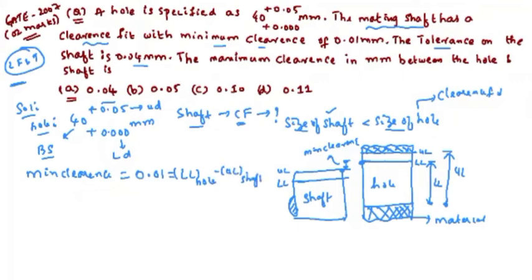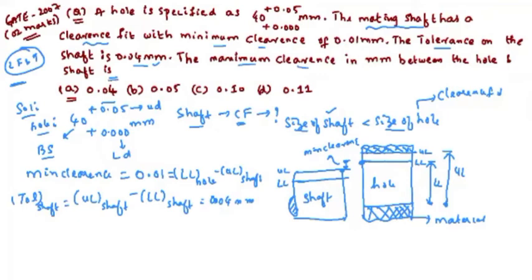The tolerance on the shaft is given as 0.04 mm. So tolerance on the shaft is equal to upper limit of the shaft minus lower limit of the shaft. It is given as 0.04 mm. And it is also given that the maximum clearance between the hole and shaft is what we need to find.